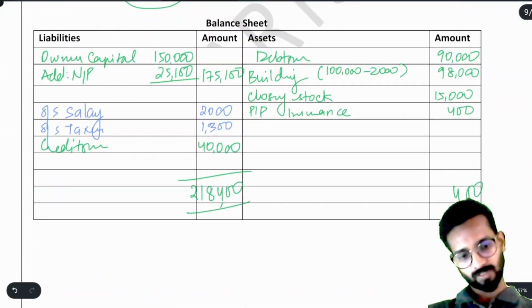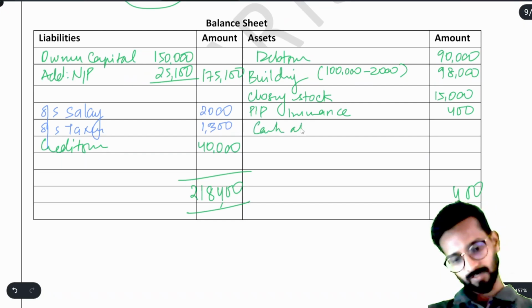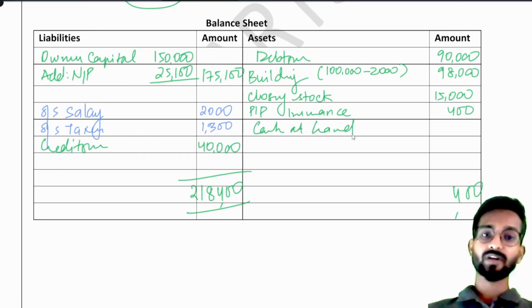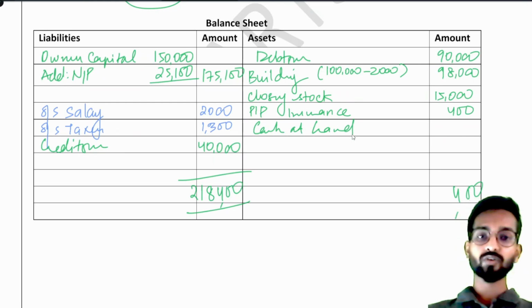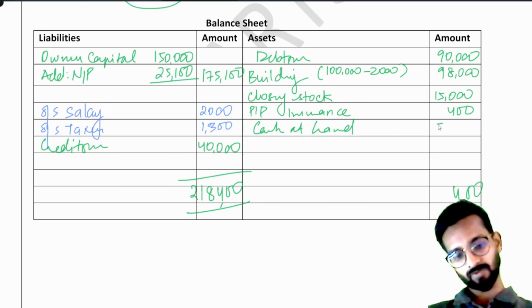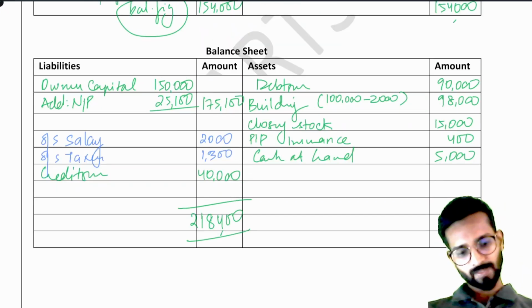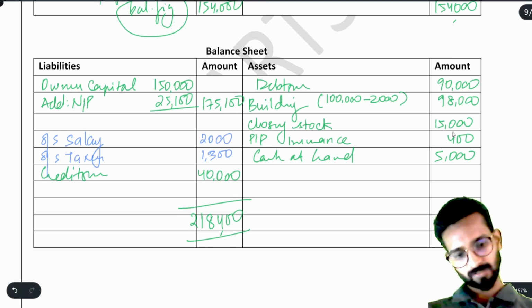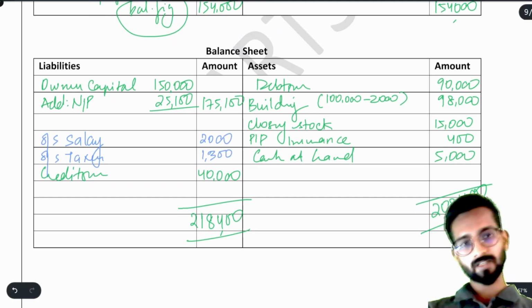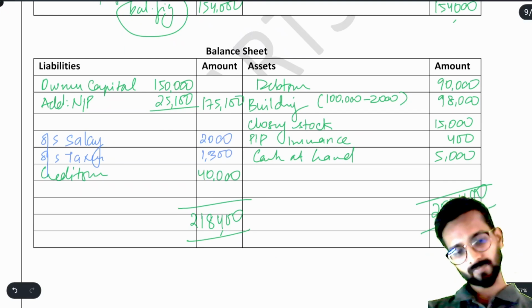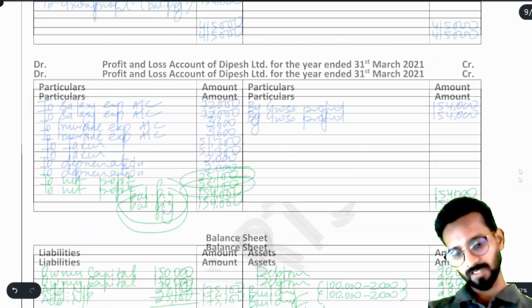Cash at hand. See, the best part in final accounts is if your answer is not tallying, the balance sheet is telling you that there is some mistake. This is the best part in accountancy. 5,000. Now, the total here is 98,000 plus 5,000 and the rest, this is coming at 2,08,400. OMG, we have total here 2,18,400. It means definitely there is some mistake we have done, for the 10,000 rupees. We'll just check it.